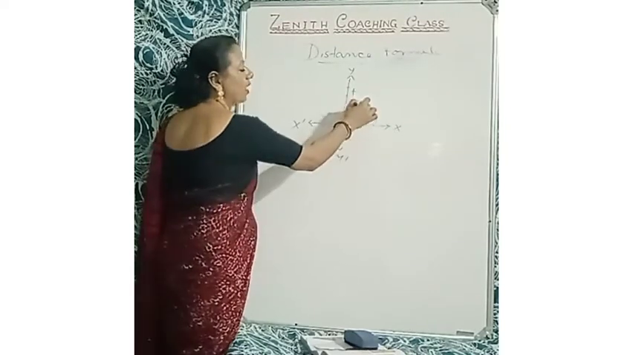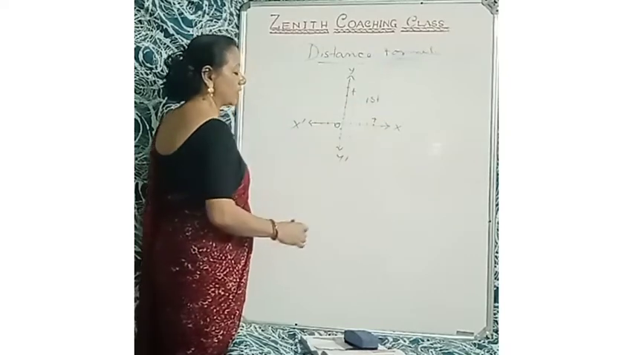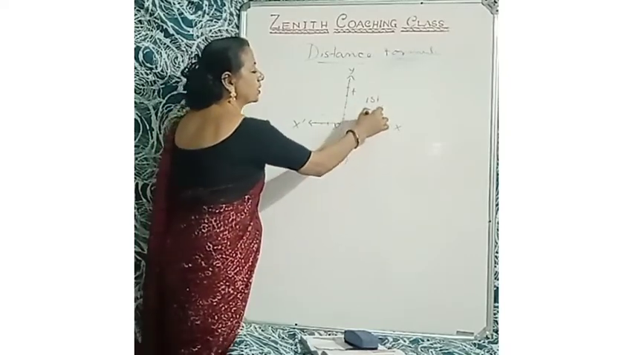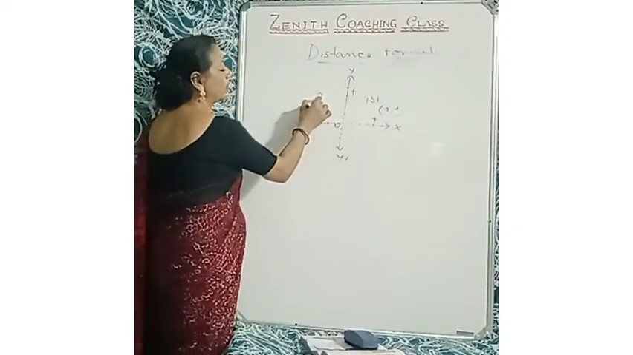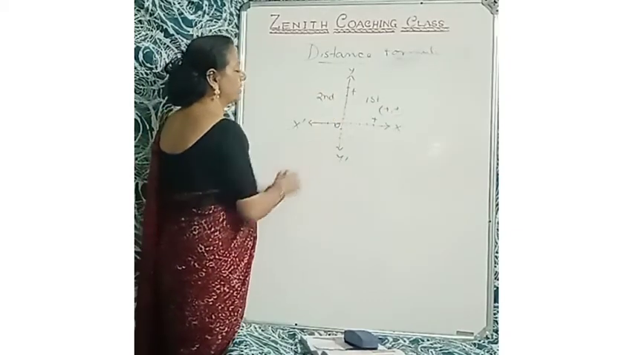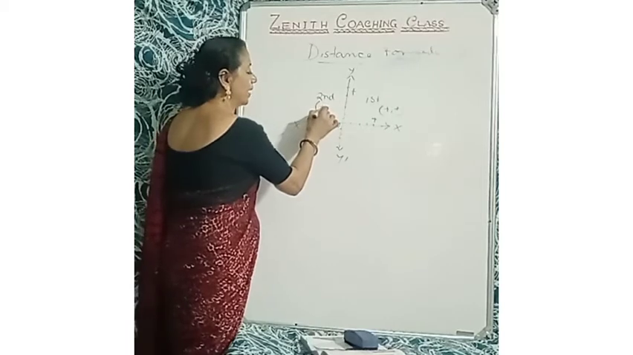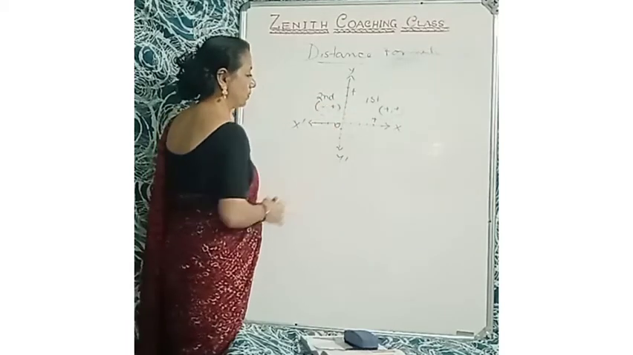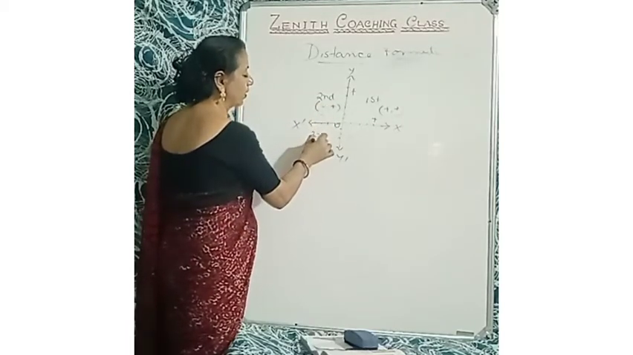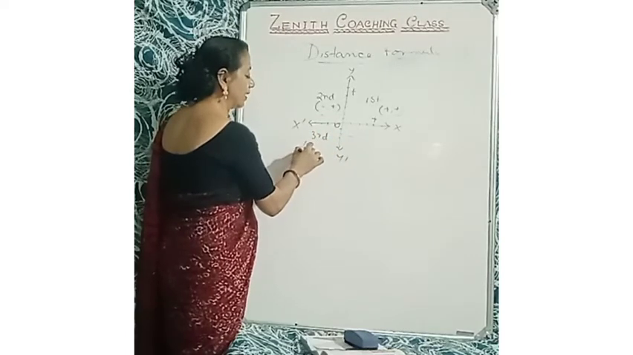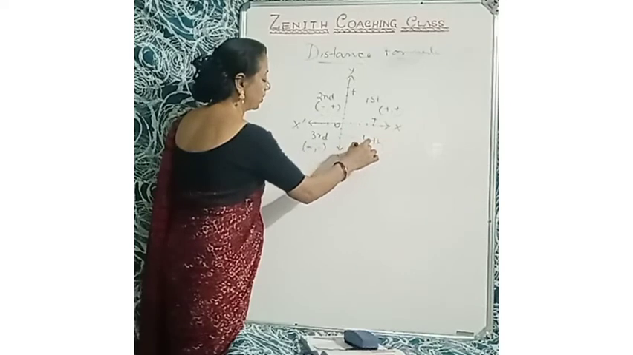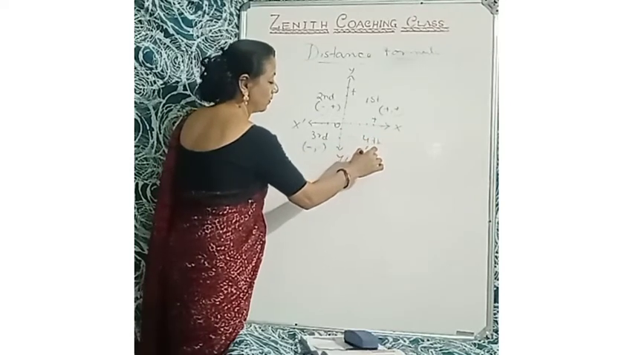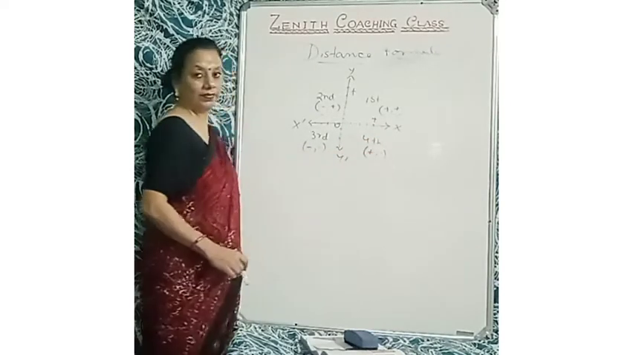Okay, it is called the first quadrant. First quadrant, that is x is positive, y is also positive. Second quadrant: x is negative and y is positive. And third quadrant is x is negative, y is also negative. And this is the fourth quadrant. Fourth quadrant means x is positive and y is negative.